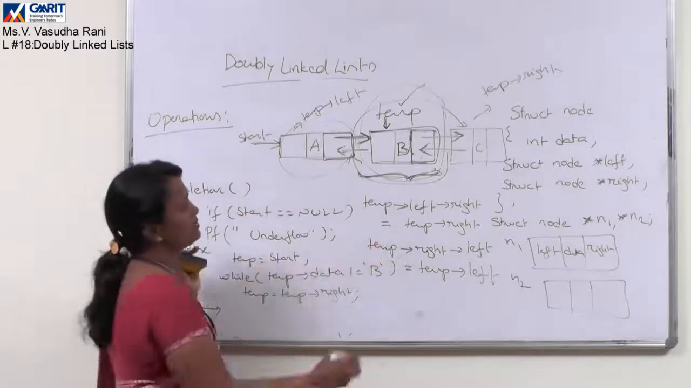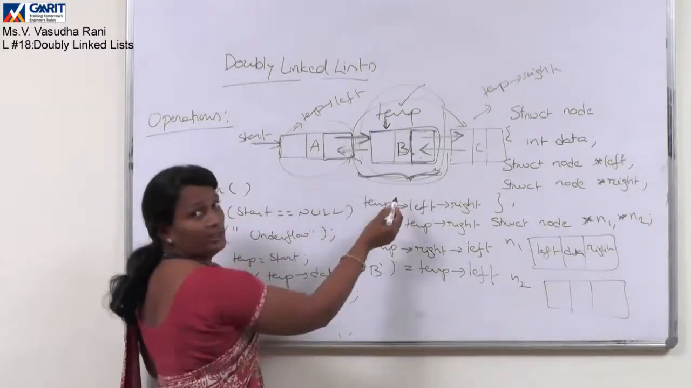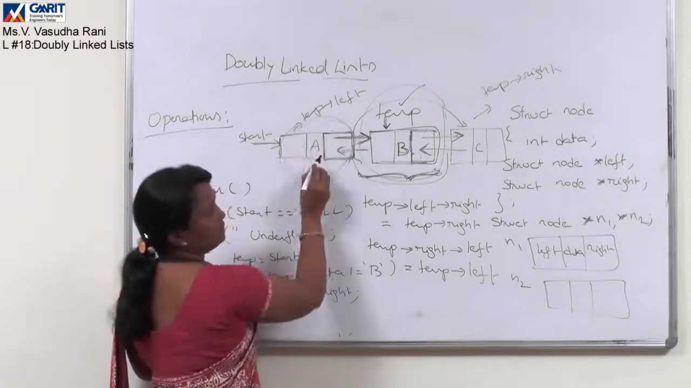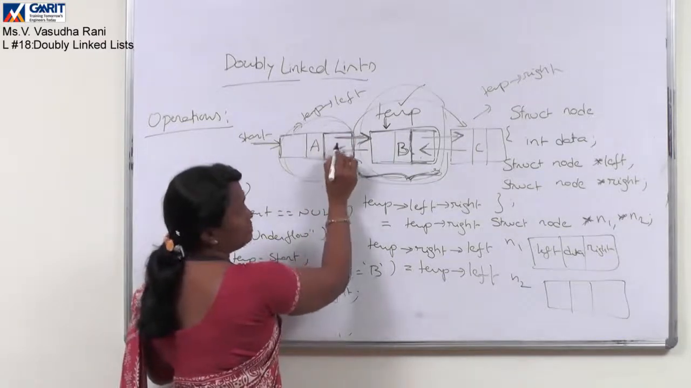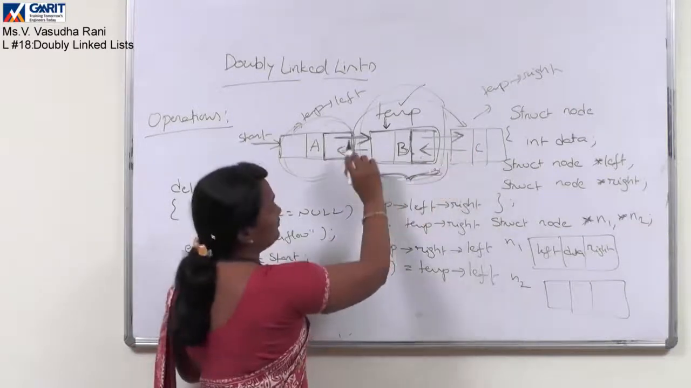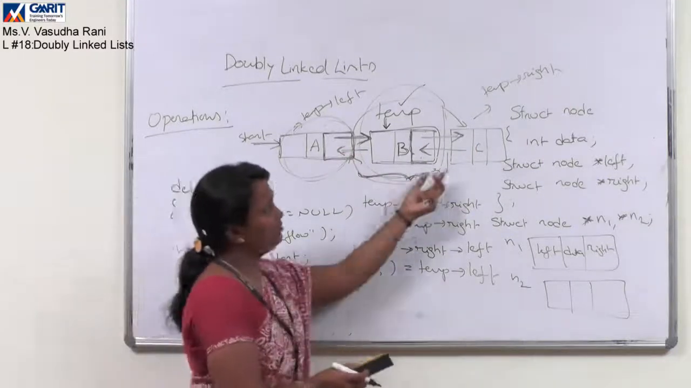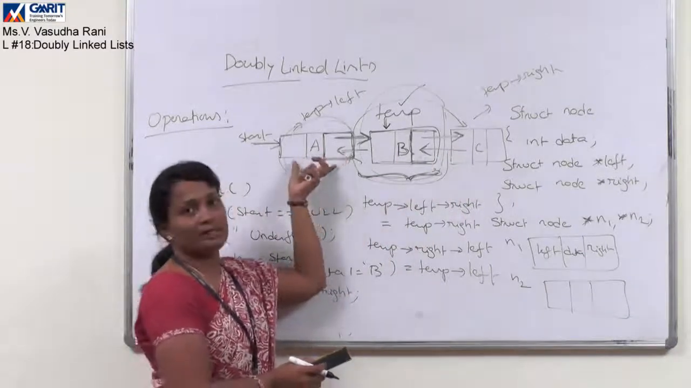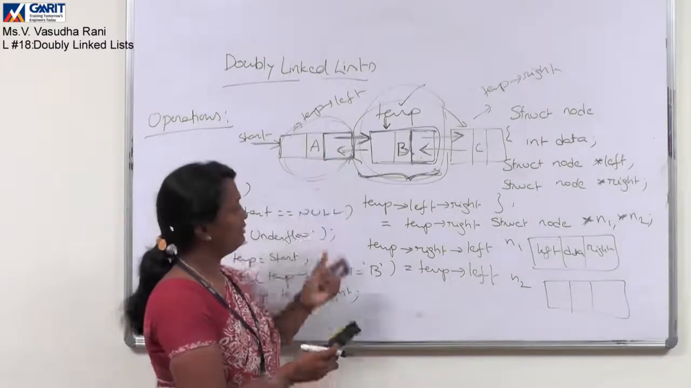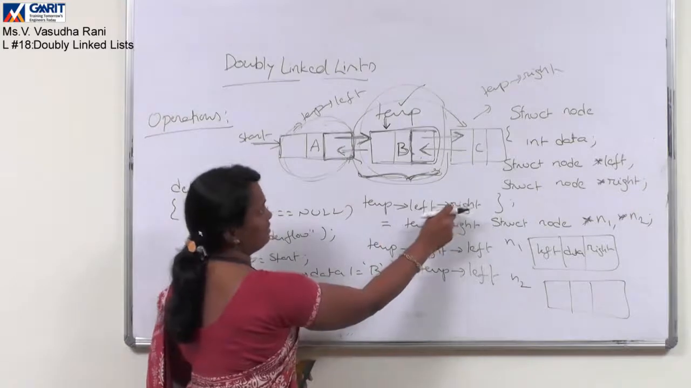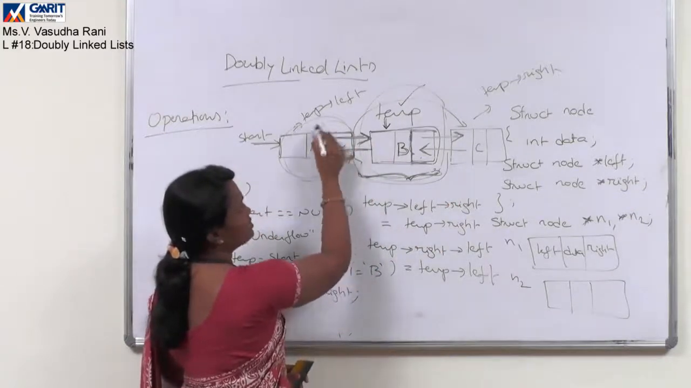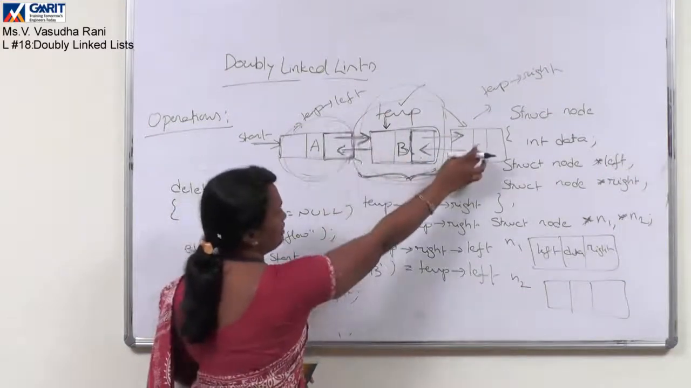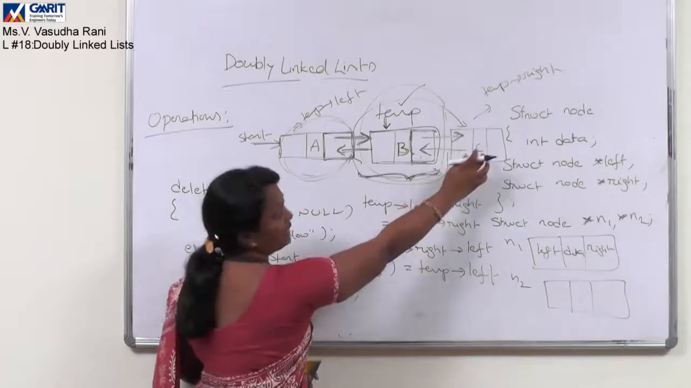I think you understand this. Once this temp node is deleted, we have to update temp's left node to have the address of this temp's right. That should happen. Vice versa, this temp's right left pointer should have the address of temp's left node address. For that, it is temp left, its right. This is temp. Temp left refers to this particular node. This node's right pointer should hold the address of this particular node. This node is referred to with temp right.